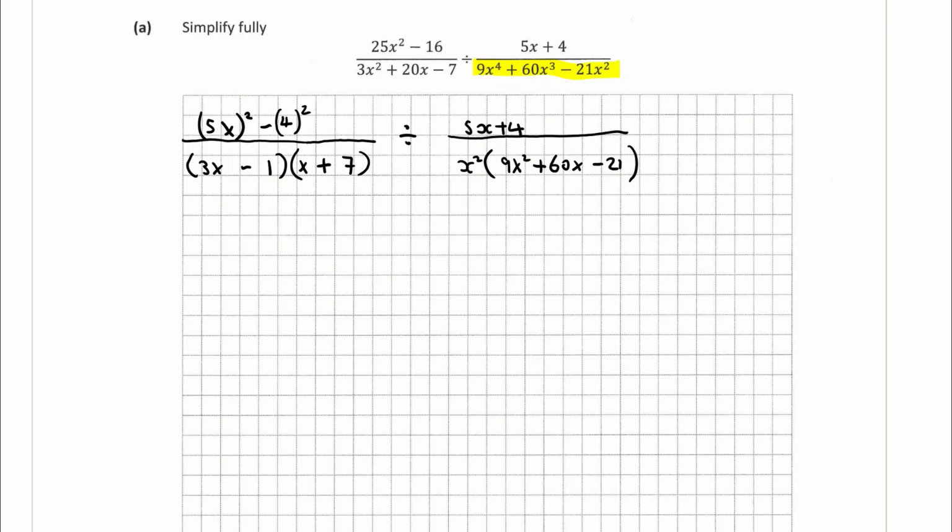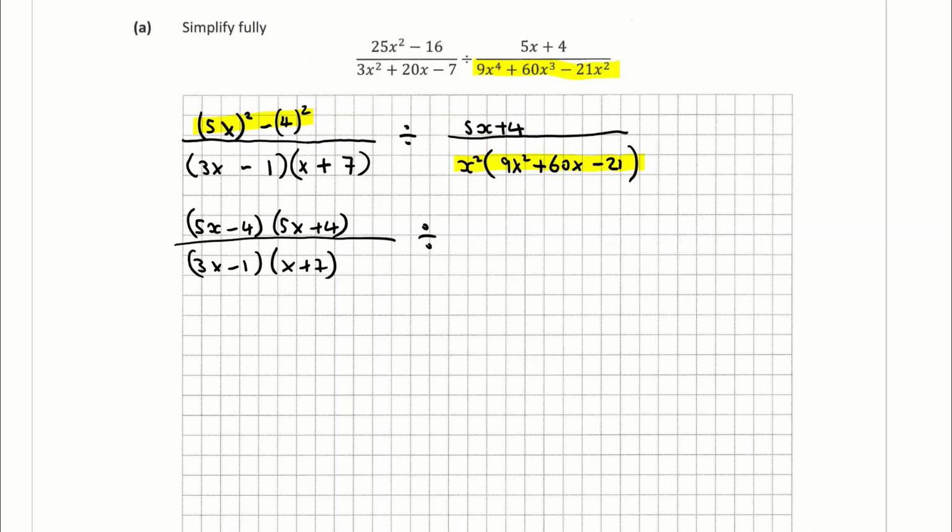I'm going to continue focusing here on this. So let me just rewrite everything I have. Well, actually, let's do this part first. 5x to be squared minus 4 to be squared. As we said, that's our difference of two squares. So that becomes 5x minus 4 times 5x plus 4. Again, the order doesn't matter there. And that is all over 3x minus 1 times x plus 7.